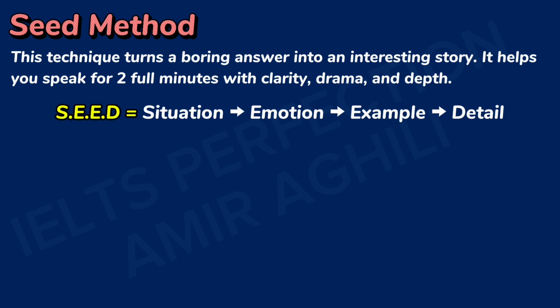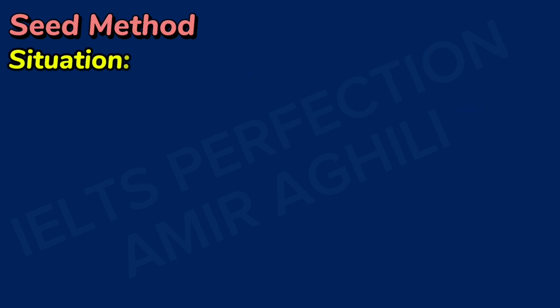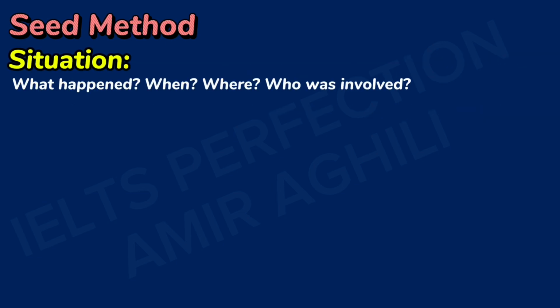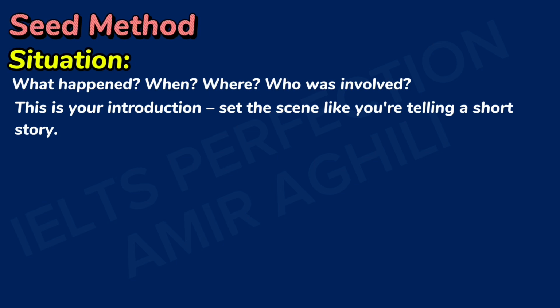SEED stands for situation, emotion, example, and detail. Let me explain each part. For S, or situation, start with the context. What happened? When was it? Where was it? And who was involved? This is your introduction. Set the scene like you're telling a short story.